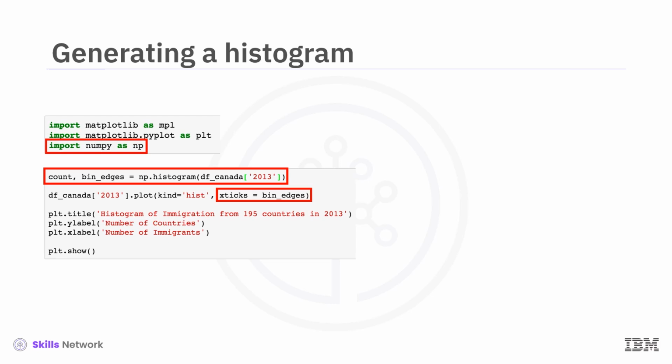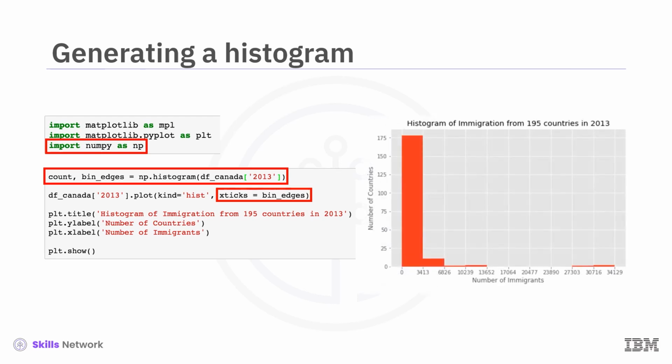We then pass these bin edges as an additional parameter in our plot function to generate the histogram. And there you go, a precisely generated histogram with the bin edges and tick marks clearly aligned on the horizontal axis.